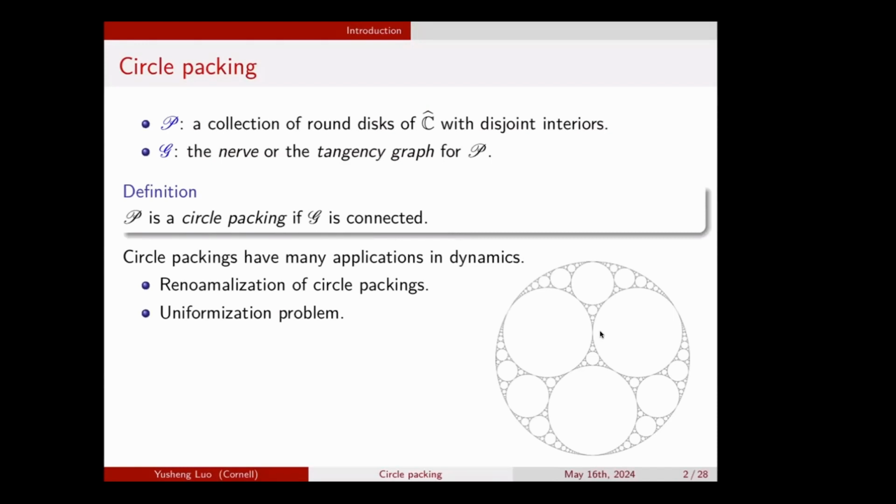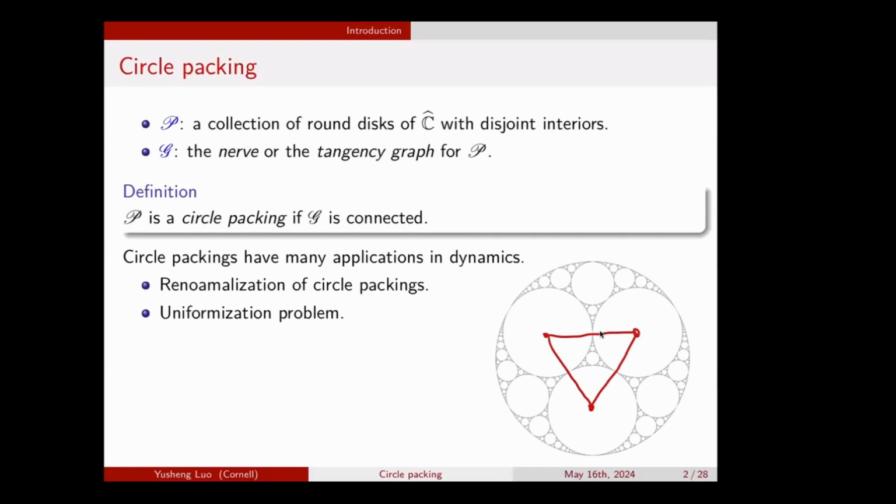Right, so in this example of a Apollonian-type circle packing, there is a vertex for each of these circles, and you introduce an edge connecting two vertices if the two corresponding circles touch. And then in our definition, a circle packing always means that this combinatorial graph is connected. So this graph can be finite or infinite, in which case we have a finite circle packing or an infinite circle packing, as in this example.